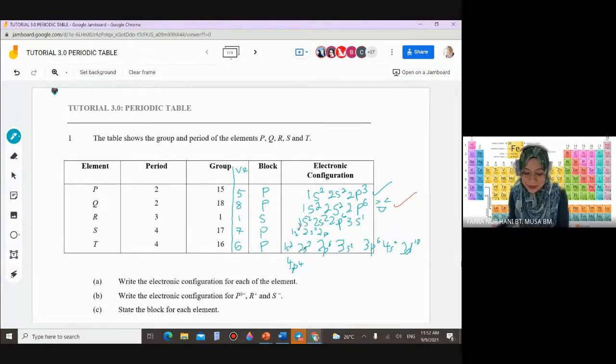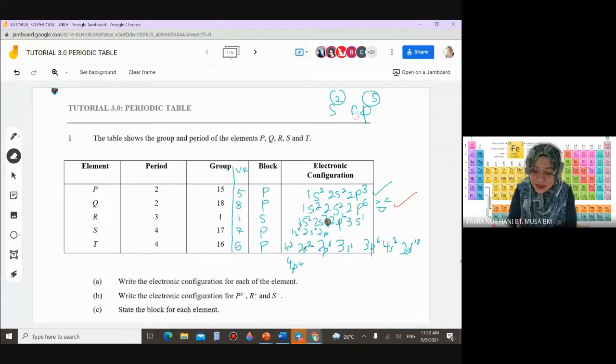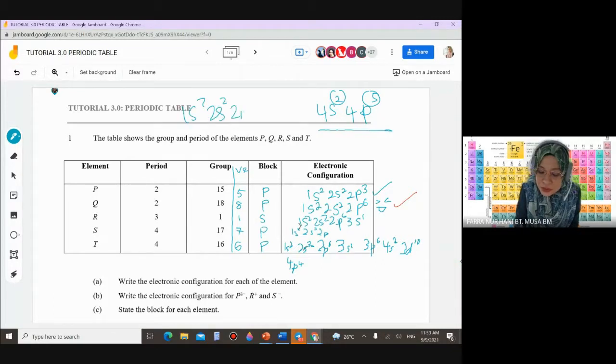Okey, valence elektron dia ada berapa? 7. So valence elektron 7, block P, configuration dia mesti NS2 NP5. Total dia 7. Itu valence electron configuration. And then dia dekat period berapa? Period 4. So last kali mesti 4s2, 4p5. So yang inner electron tu ataupun core electron tu you just penuhkan sahajalah, starting from 1s2, 2s2, 2p6, 3s2, 3p6.